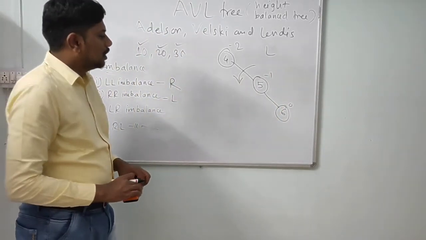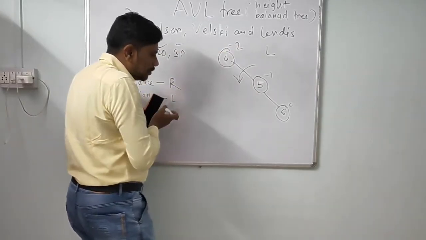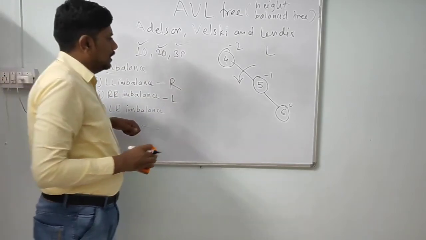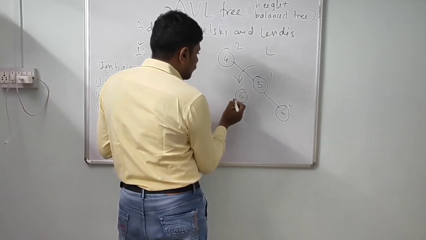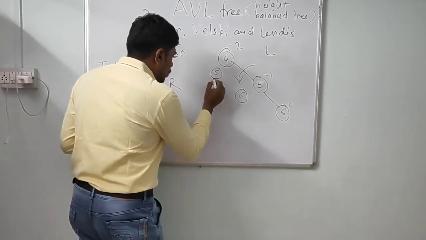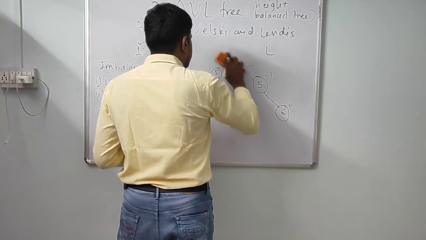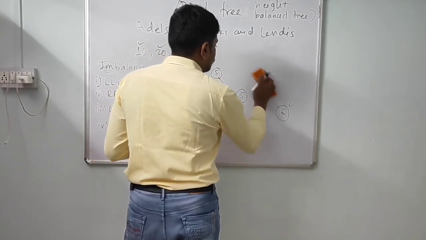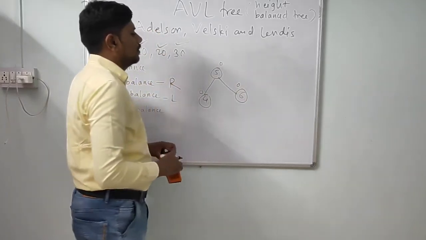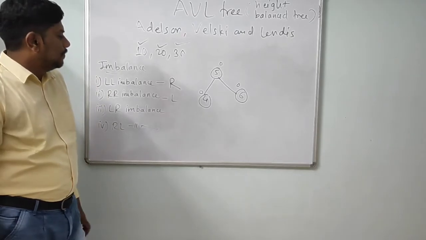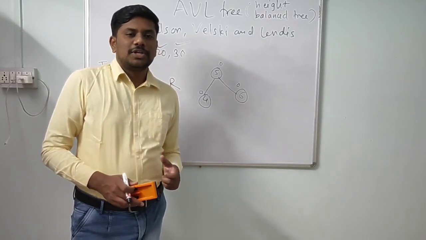So how do we perform left rotation? 6 will take the place of 5, 5 will take the place of 4, and 4 will be shifted to the downside of left. Like this. So this is left rotation, and now just check the balance factor of each node. 0. So this is a balanced AVL tree.